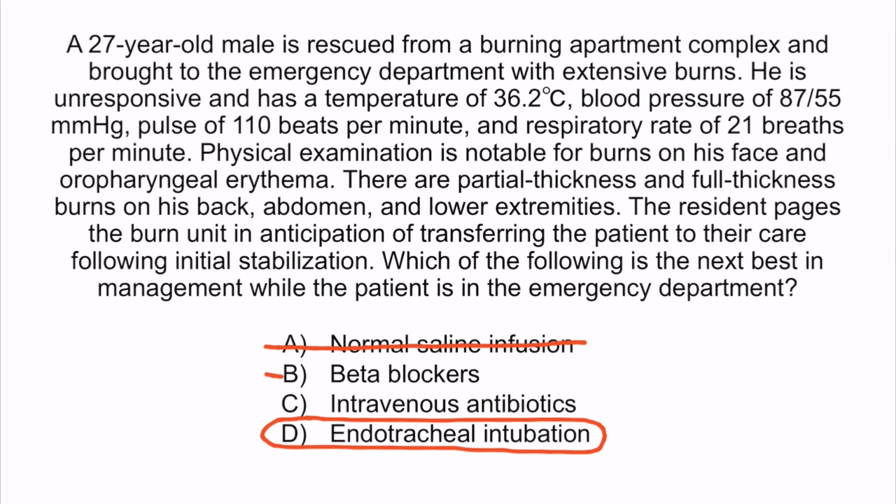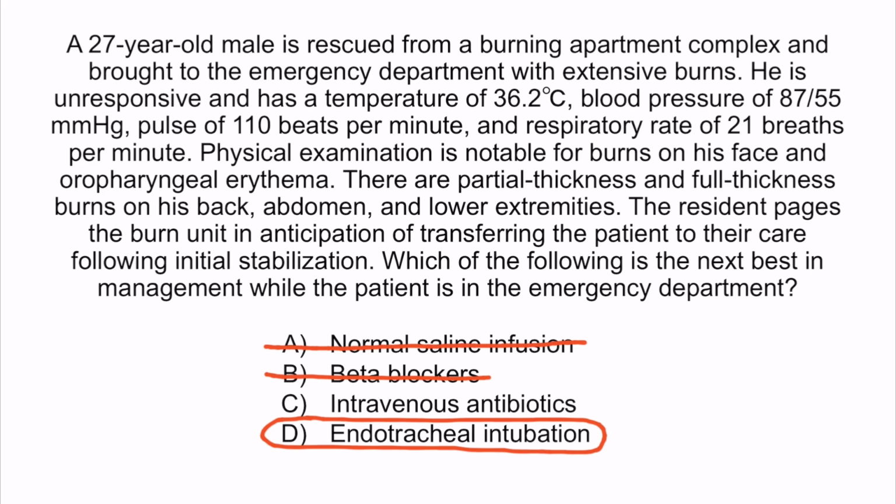Option B, beta blockers, may also be tempting because this patient is exhibiting some signs suggestive of a hypermetabolic response to burn injury. For example, his pulse of 110 beats per minute. However, beta blockers will likely be detrimental in this patient because he's quite hypotensive and is likely volume depleted.